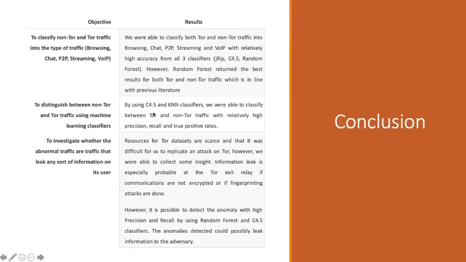Our second objective is to distinguish between non-TOR traffic and TOR traffic using machine learning classifiers. By using C4.5 and KNN classifiers, we were able to classify between TOR and non-TOR traffic with relatively high precision, recall, and true positive rates.